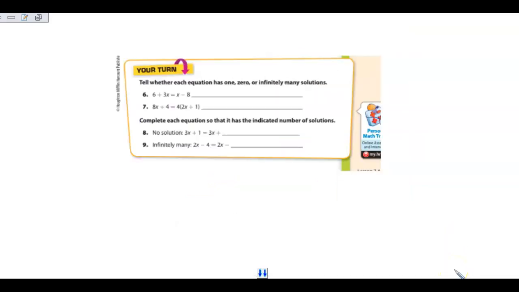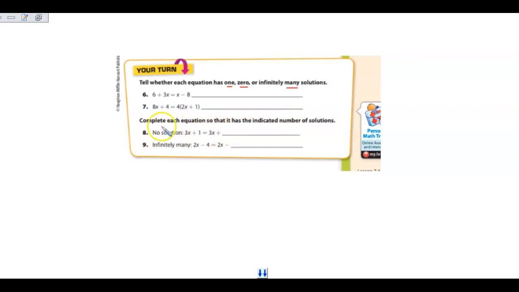Here we have some your turn practice questions. On number 6, they want to know if it has an equation that has 1, 0, or infinitely many solutions. So you're going to work out each equation and determine, is it 1, is it 0, or is it many solutions? On 8 and 9, it says complete each equation so that it has the indicated number of solutions.